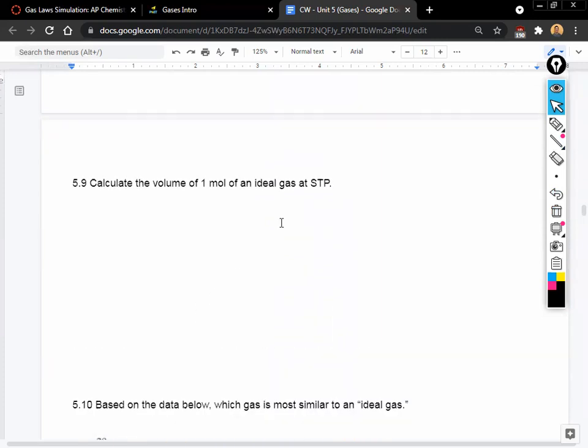Okay, so 5.9, here you don't have that much information given to you in the problem. It tells you to find the volume of 1 mole of an ideal gas at STP, standard temperature and pressure. To solve this problem, you'll have to go to the top of your notes to find out what STP is. You're gonna be using the ideal gas equation, again, PV equals nRT.